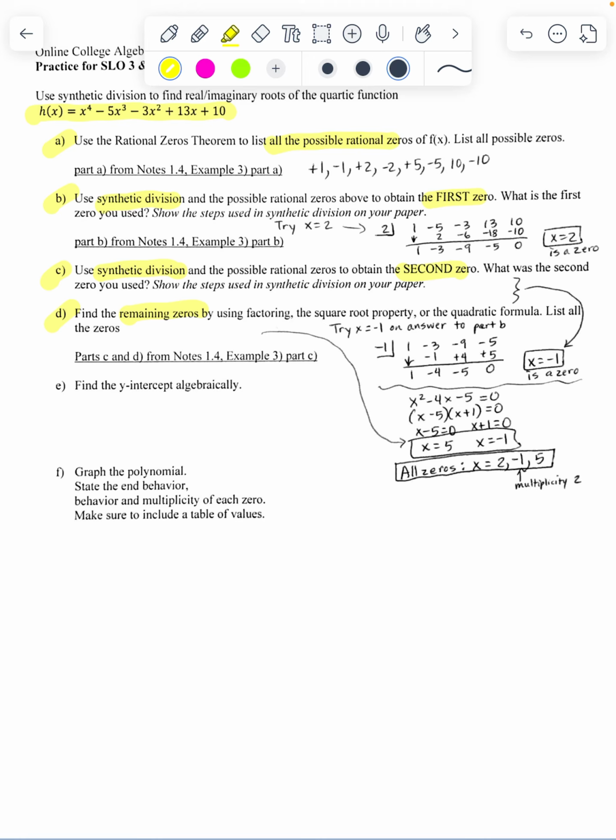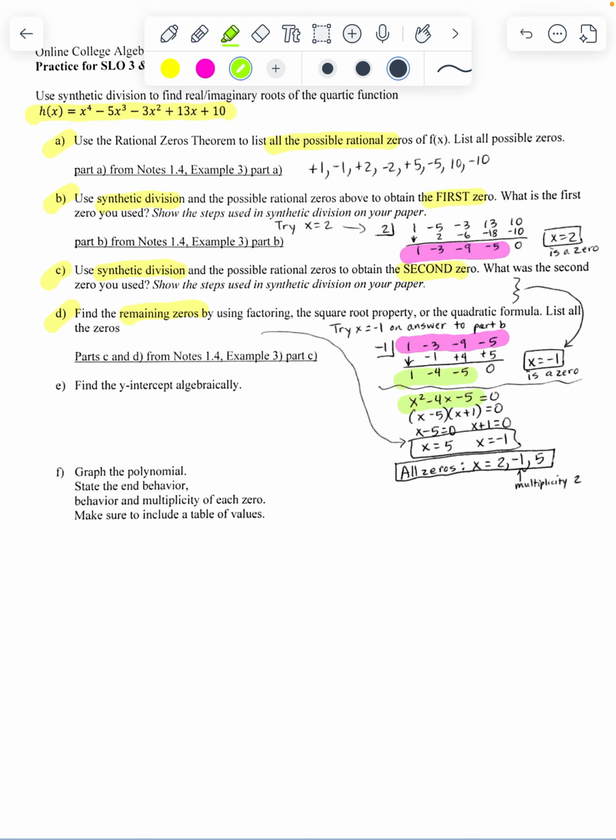So all of that was done in the video for example 3 from 1.4. Remember to use your result from the first synthetic division as your starting point for the second synthetic division, and use your result from the second synthetic division as your starting point to find the remaining zeros for factoring or quadratic formula or the square root property.